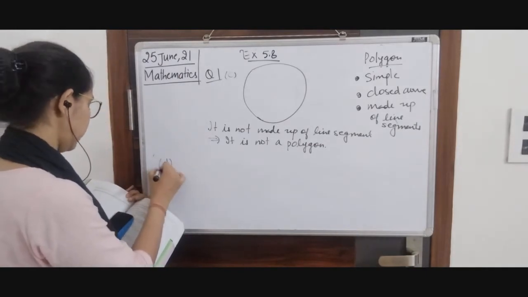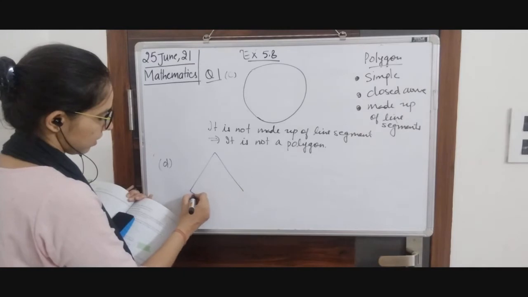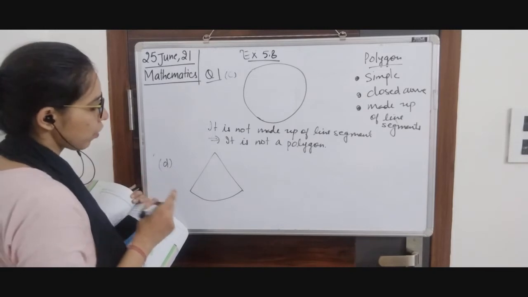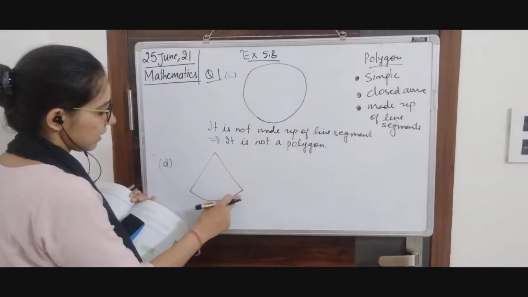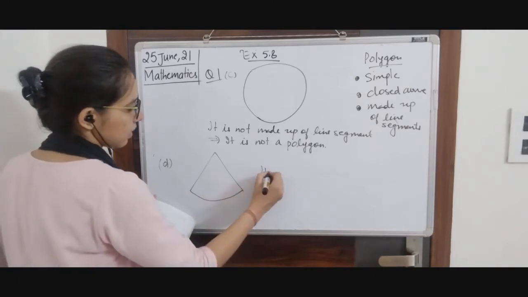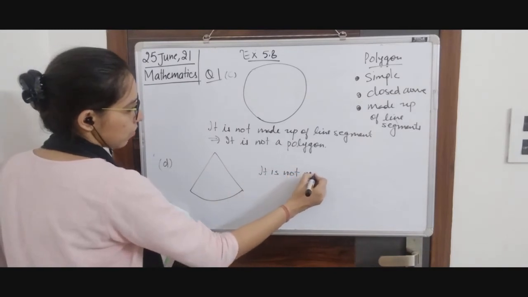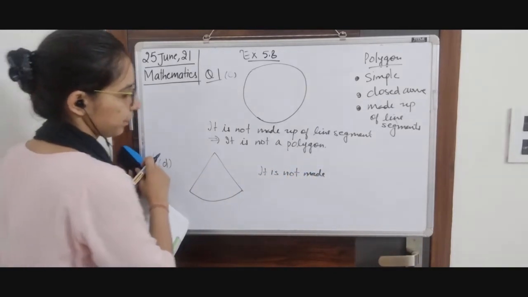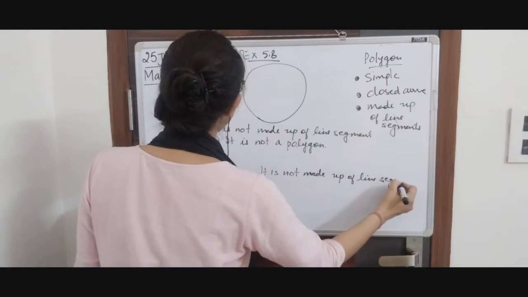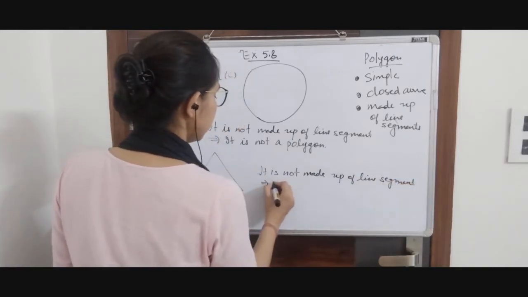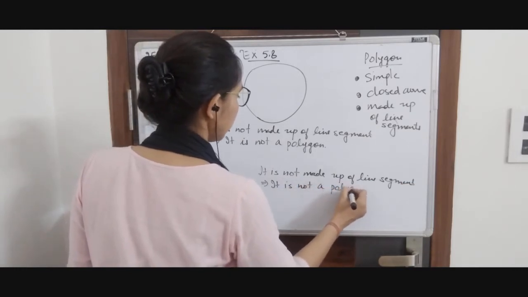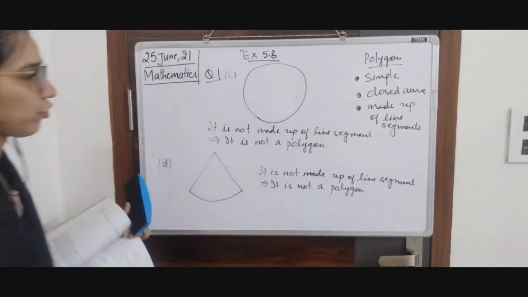Then we have D. In D we have a figure like a cone. Now it is simple. It is closed, but it is not made up of line segments because it has 2 line segments, but this is not a line segment. It is an arc. So it is not made up of line segments. Same reason as C part, it implies it is not a polygon. So we are done with question number 1.